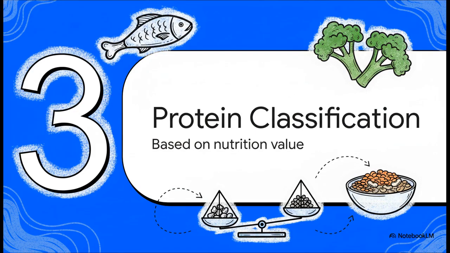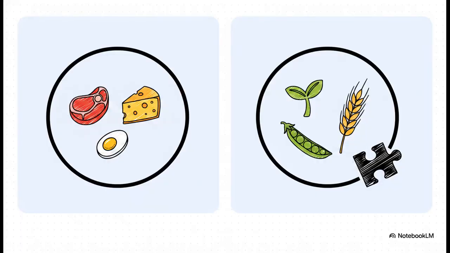Now for Section 3, Dietary Protein Classifications. When we look at everyday nutrition, we basically sort protein foods into 2 main camps: complete and incomplete proteins. Complete proteins are exactly what they sound like. They contain absolutely all the essential amino acids your body requires to function. You're mostly going to find these in animal foods, think meat, dairy, and eggs.